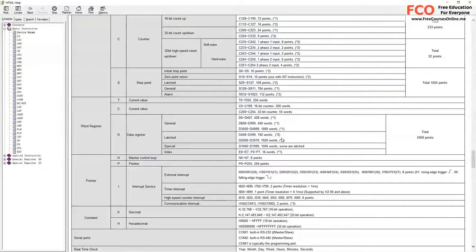For now, I think this is a good introduction to how memory works in PLCs. And as I said, most PLCs have this retentive latch sort of scenario, and also the general purpose registers which do lose their data when PLCs are powered off.